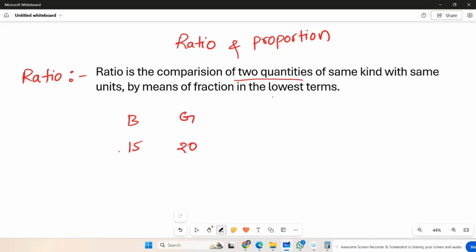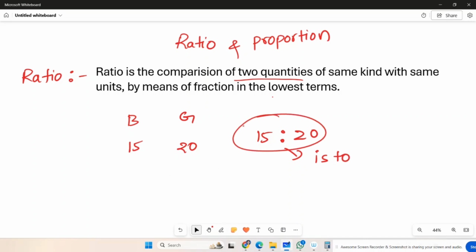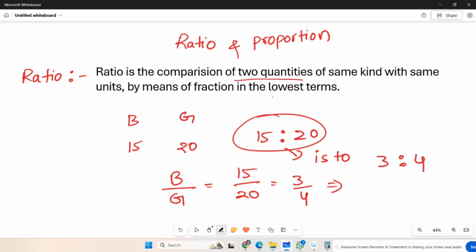Here we can say that the ratio of boys to girls is 15 is to 20. We write it symbolically, 15 is to 20. This symbol we will call it as "is to". We will also write this ratio in fractional form. That means number of boys by number of girls equals 15 over 20. If you convert into lowest form, which is 3 out of 4, that means for every 3 boys 4 girls are there. So 3 is to 4 ratio.